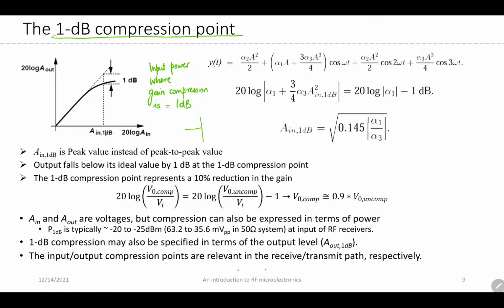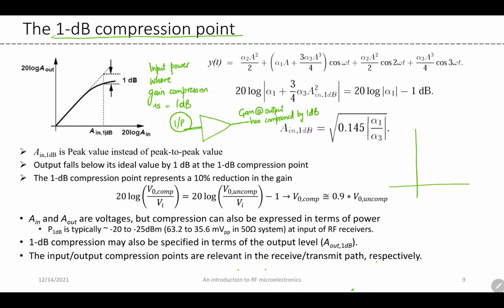So, the gain compression topic. It's a quantity which is typically described for amplifiers. Now the 1 dB gain compression point of an amplifier is the input power at which the gain at the output has compressed by 1 dB.